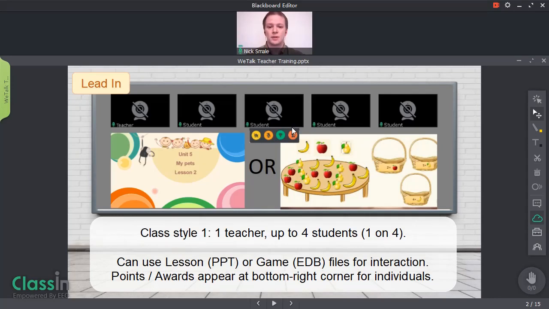So for example, if I go into the 1v4 section here, I can take a look and open up either a PPT or an EDB file. For these files, if I were to upload an EDB file and play that, I can access that by giving the students authority. The crown allows them to move objects. It allows them to have access to these tools so they can draw and play games. Likewise, if I give a trophy, it will show up on the individual screen, letting them know they've got a point.